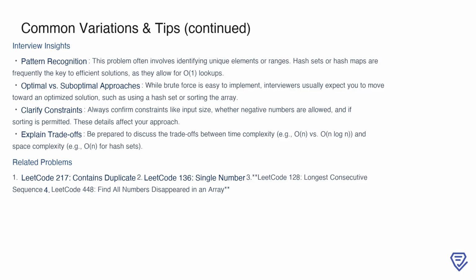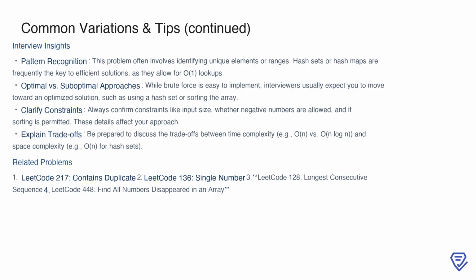Now, when it comes to interviews, there are a few important insights to keep in mind. One key aspect of this problem is recognizing patterns, such as identifying unique elements or ranges. Data structures like hash sets or hash maps are often the cornerstone of efficient solutions since they allow for O(1) lookups. Interviewers typically expect you to move beyond brute force approaches, which, while simple to implement, are suboptimal. Optimized solutions, such as those using a hash set or sorting, are usually preferred.